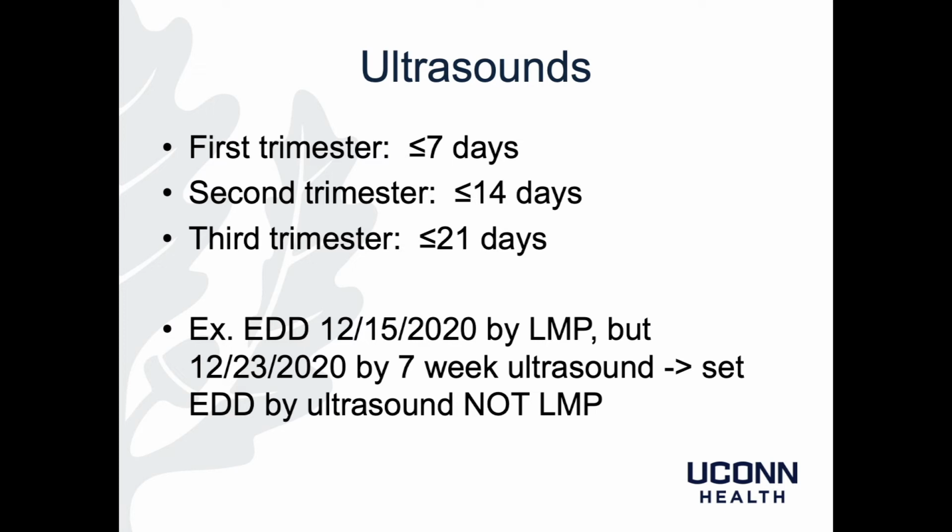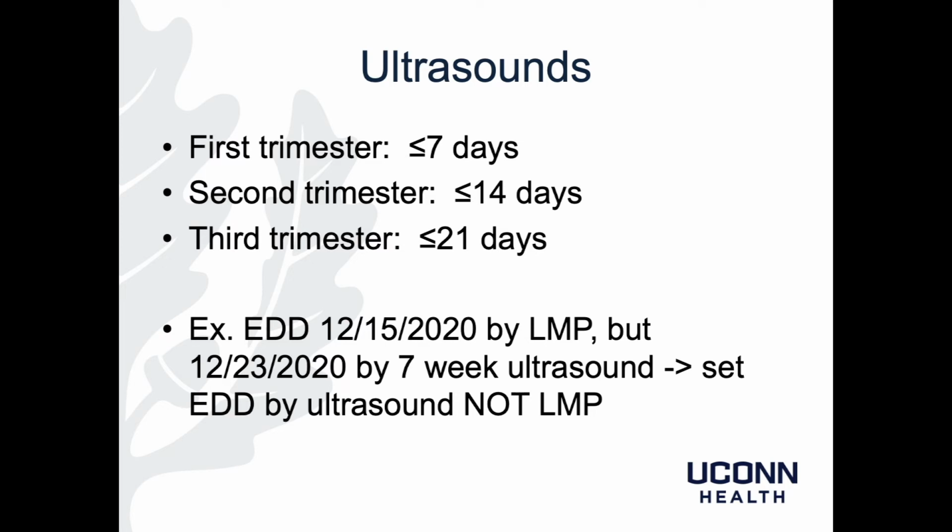And an example of this would be that if you have a patient whose estimated delivery date is December 15th, 2020, based on her last menstrual period, but her 7-week ultrasound says that her due date is December 23rd, 2020, because that's more than 7 days, you would then change her due date to 12/23/2020 by her ultrasound, not her last menstrual period.